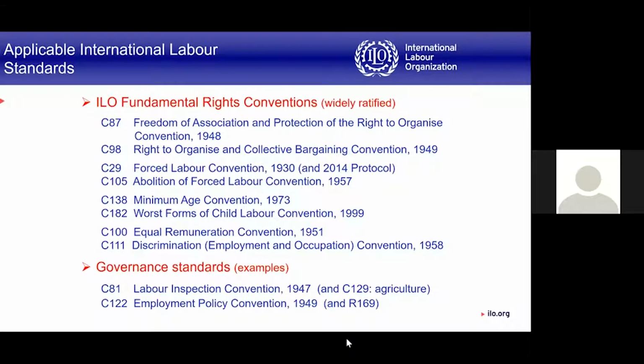So here you see a list, and reading through this list, you will find the 4 pillars, so freedom of association and protection of the right to organize, and right to organize and collective bargaining, so this is the first pillar of the ILO. Second pillar, the abolition of forced labor. Third pillar, minimum age convention, so the elimination of worst forms of child labor. And then fourth pillar, equal remuneration, equality of treatment, and elimination of discrimination in the workplace.